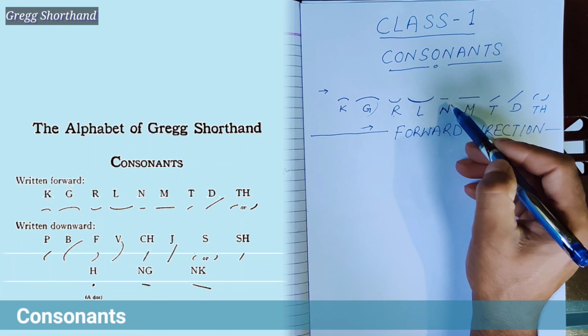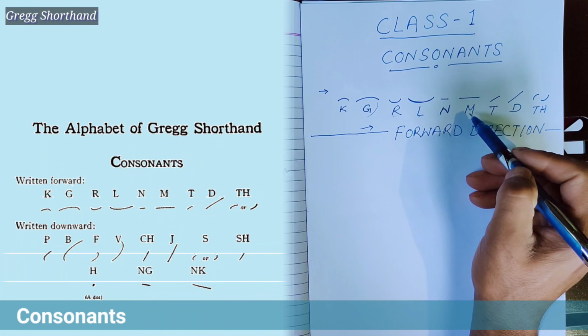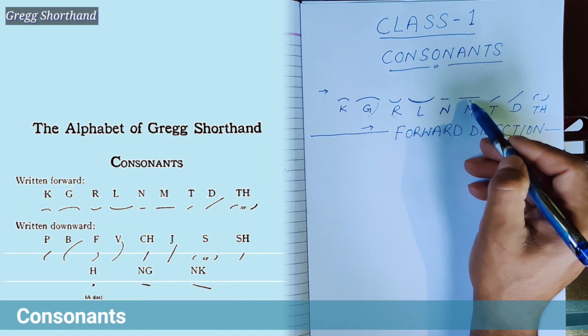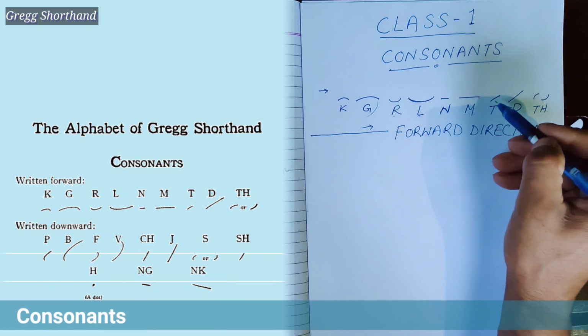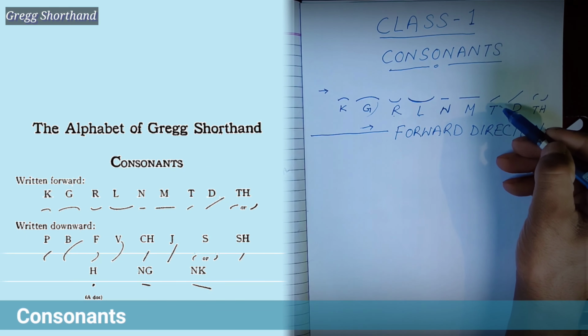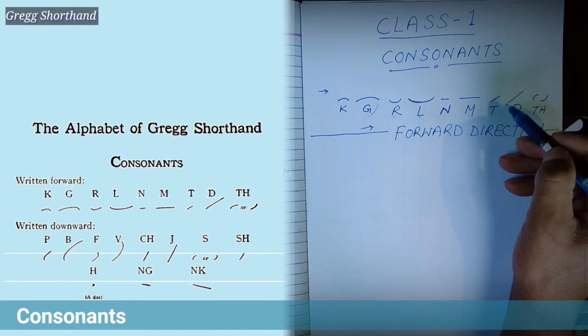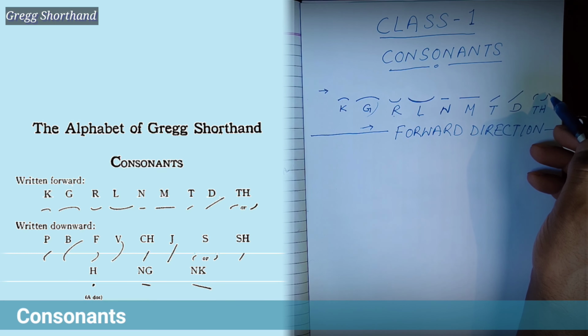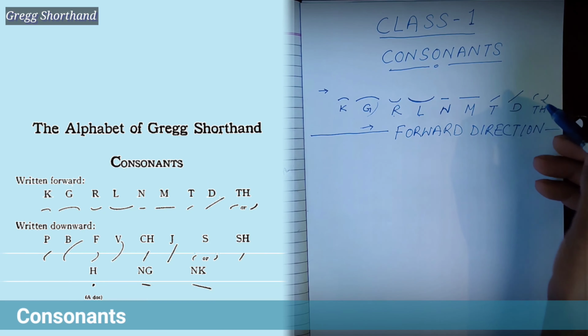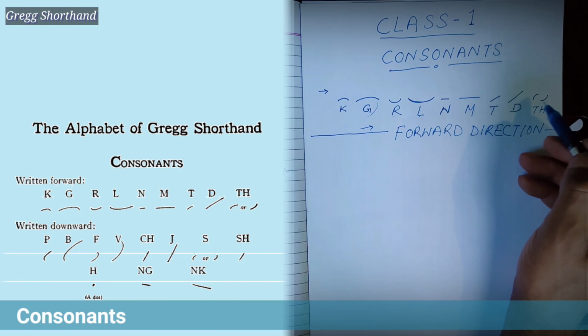In the case of N and M, N is a little shorter in length than M. Again we have T and D, which are a little bit slanted. These are written in a slant direction, a little bit off the line of writing. Then we have the two TH characters. Both are TH, so we will use them according to ease, according to the words that we form later, right?